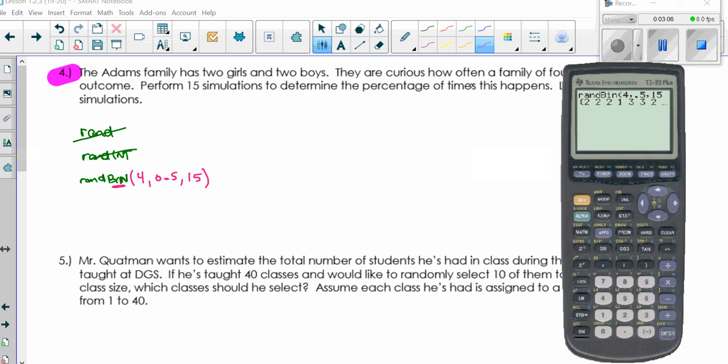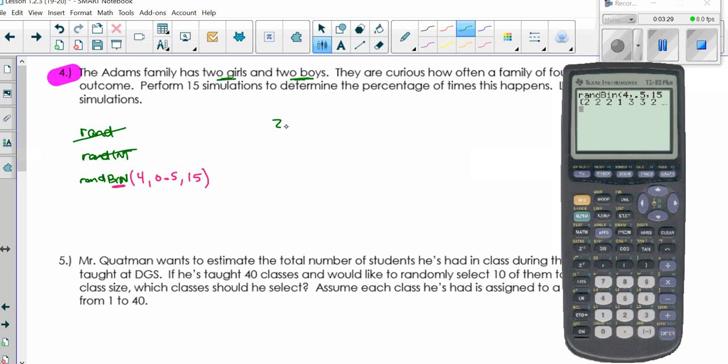Remember, it says this family is curious how often this happens. In order for this to happen, what they're referring to, 2 girls, 2 boys, that means when it runs this simulation, I want to know when I get a 2. Okay, because a 2 would mean that I'm getting 2 girls, which then means I must also have 2 boys. Or it could mean I have 2 boys, which then also means I would have 2 girls. Okay, so I'm going to write these down.